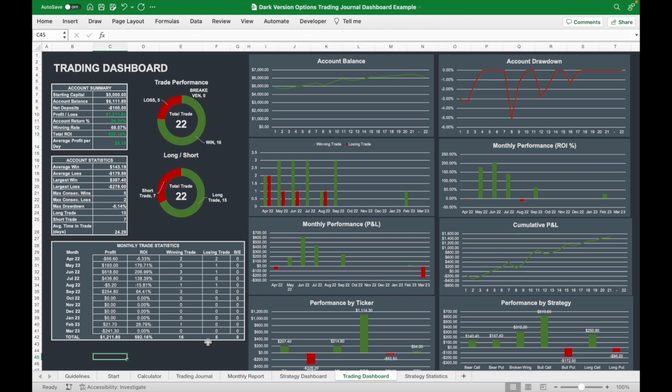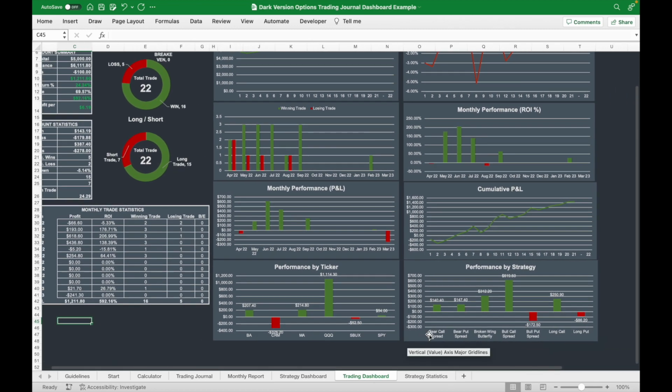The pie chart depicts trade performance in terms of number of winning or losing trades and long or short trades. The line graph and bar chart visualize your account balance, account drawdown, monthly winning and losing trades, monthly performance by return on investment and profit and loss, cumulative profit and loss, performance by ticker, and performance by strategies.